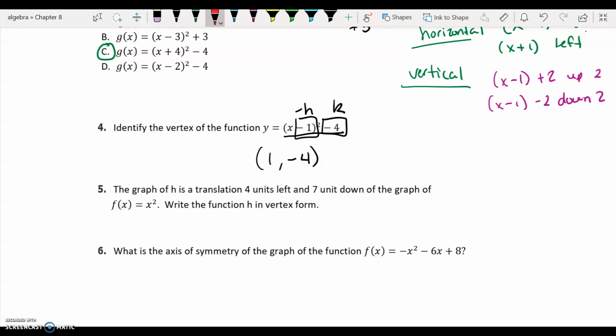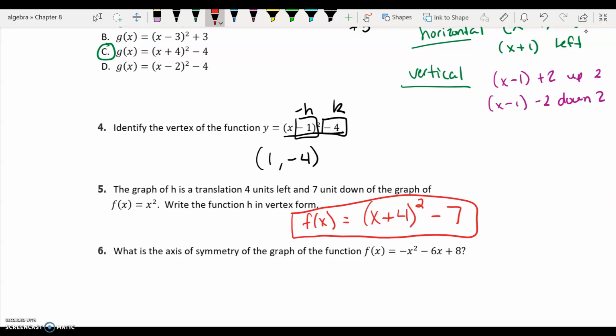Number 5 says the graph of h is a translation 4 units left, 7 units down of the graph of f of x equals x squared. Write the function h in vertex form. So on this one, what I would want you to do is just do the transformation. I'm going to take 4 units left. That's going to be plus 4. I'm going to square it. And then 7 units down means I'm going to write minus 7. Is that in vertex form? The answer is yes. So that means you've done it right.